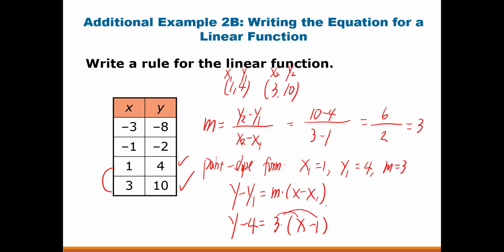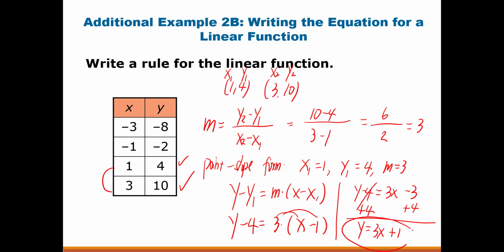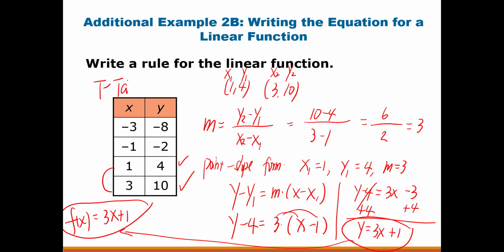Now we distribute and combine like terms. y minus 4 equals 3x minus 3. Now we're adding 4 to both sides of the equation. Then y equals 3x plus 1. And we turn it into function notation, right? So this y becomes f of x. So f of x equals 3x plus 1. Okay. So that's how we get a linear function from these ordered pairs from the T table. This is what we call a T table.